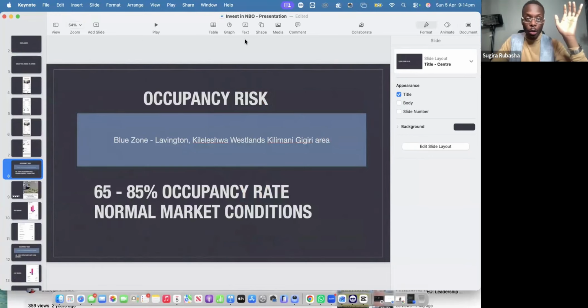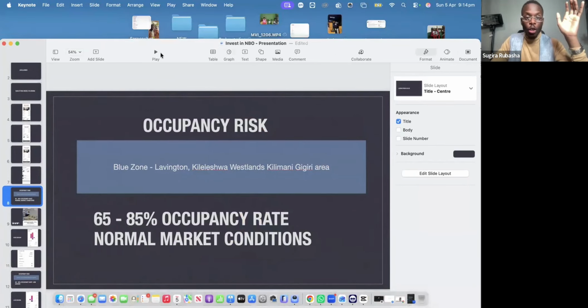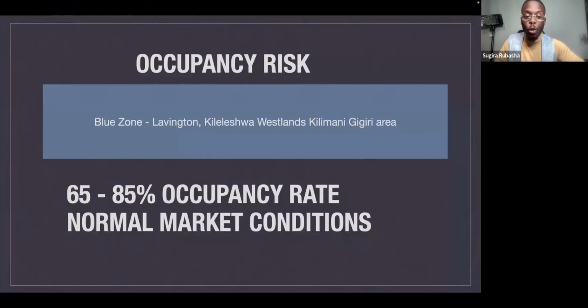So here we go now, getting more into the technical side. Basically, this is the occupancy risk, meaning these are the blue zones. This is where our type of clients, corporates and people on holiday, come and stay. We call it the blue zone, which is the safe areas: Lavington, Kileleshwa, Westlands, Kilimani, and the Gigiri area. The occupancy rate for normal market conditions is 65 to 85%. Are you guys following me, right?